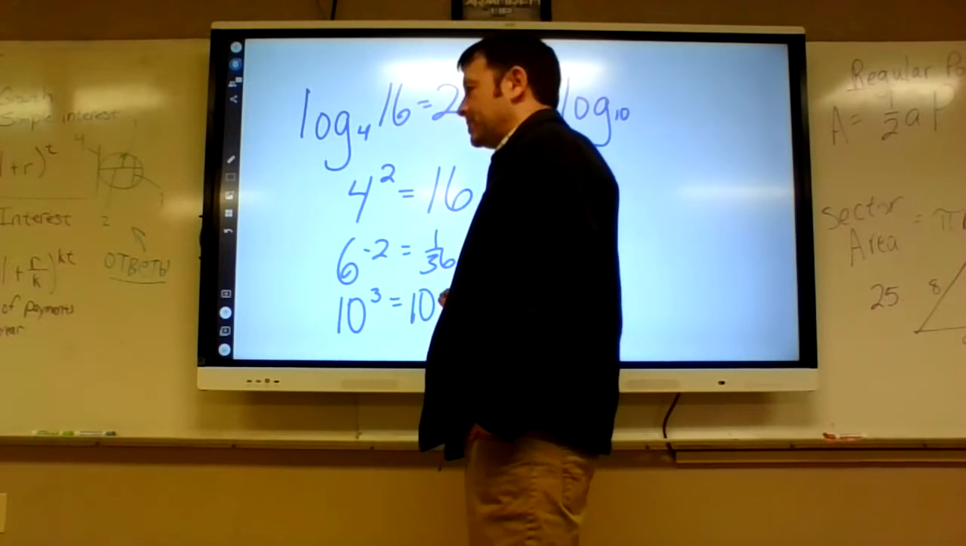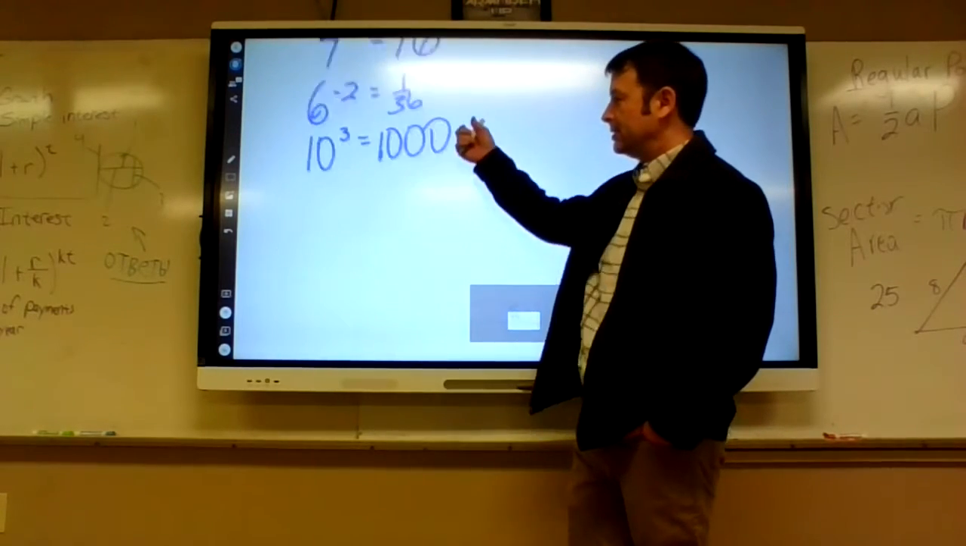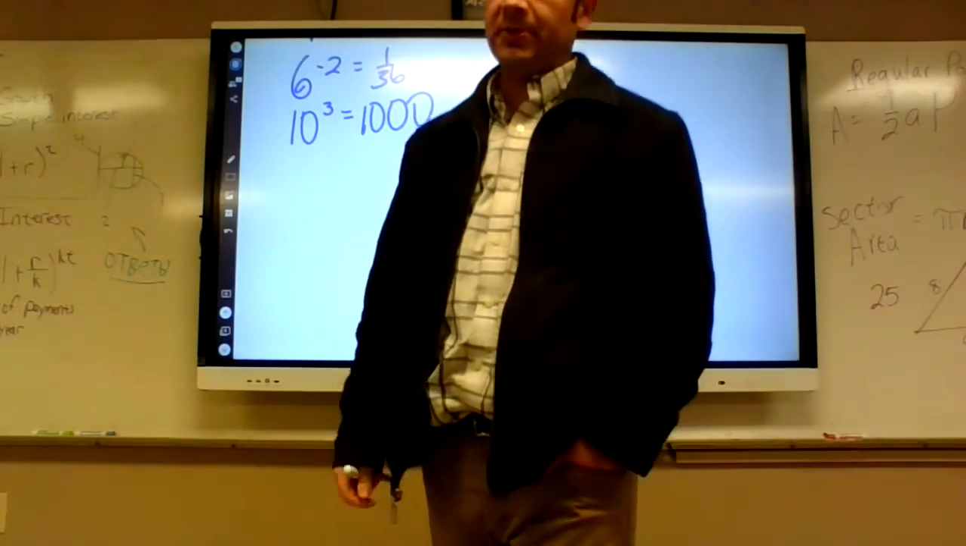And your answer should make sense, right? If you put like 1,000 to the 3rd equals 10, that doesn't make any sense. But 10 to the 3rd does equal 1,000.